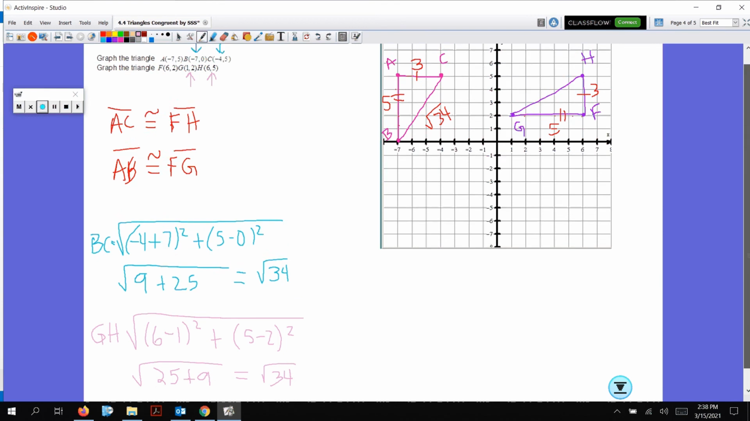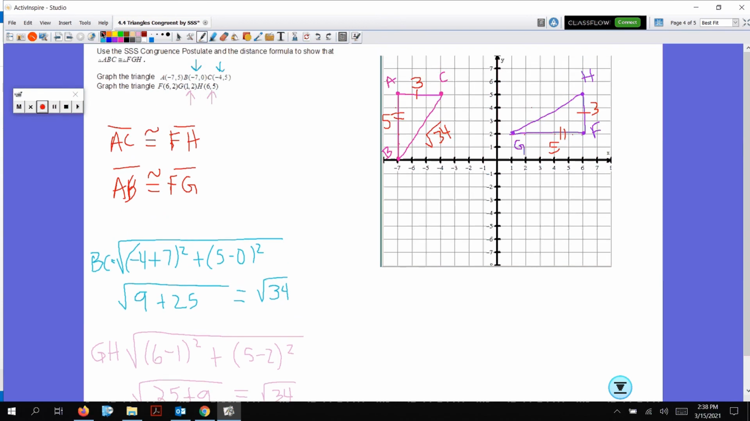Hallelujah! It's the same. So guess what? These triangles are congruent. So now we know that BC is congruent to GH. And therefore, triangle ABC is congruent to triangle FGH by the side, side, side method, right?